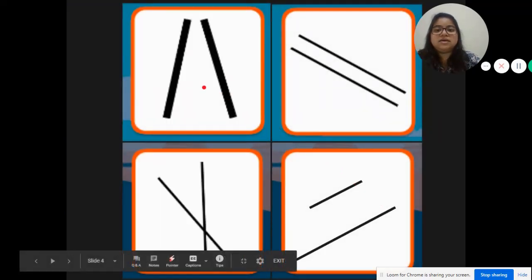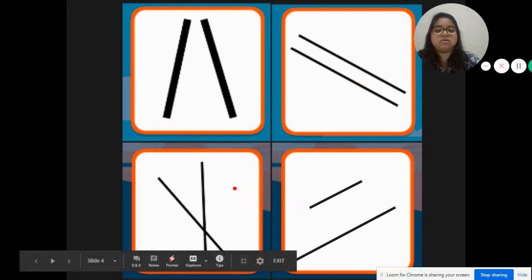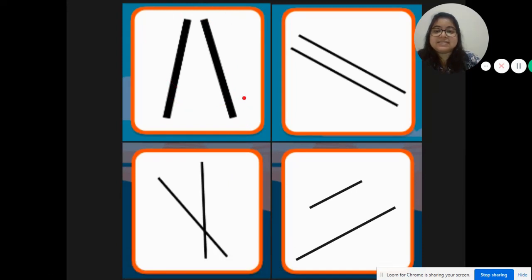All right. So here I have sets of lines. Now let's see in each set whether these lines are parallel or not. Let's take this set first. When I say set of lines, it means I'm talking about more than one. So if I have one single line, I will not call it a set of lines. So these two lines, let's check whether they're parallel.